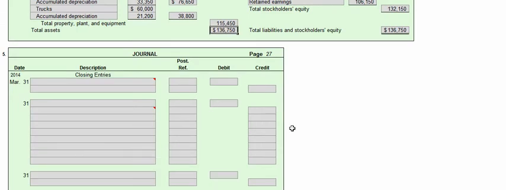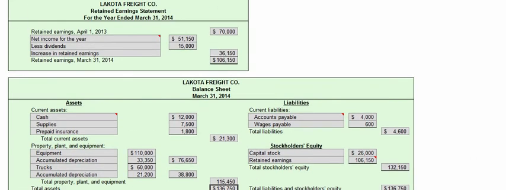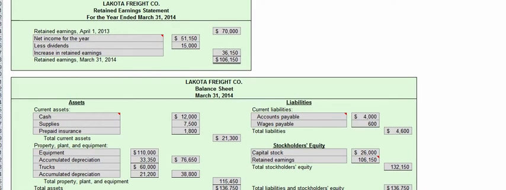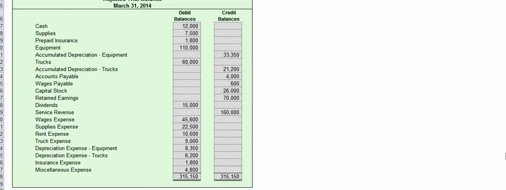Okay, so let's go to our template. With the first closing entry, we want to make all revenue account balances 0. Okay, so let's look for our revenue accounts. We only have one in this problem, and that's service revenue. And notice it has a credit balance for $160,000. So if we want to make that 0, we've got to debit service revenue for $160,000.